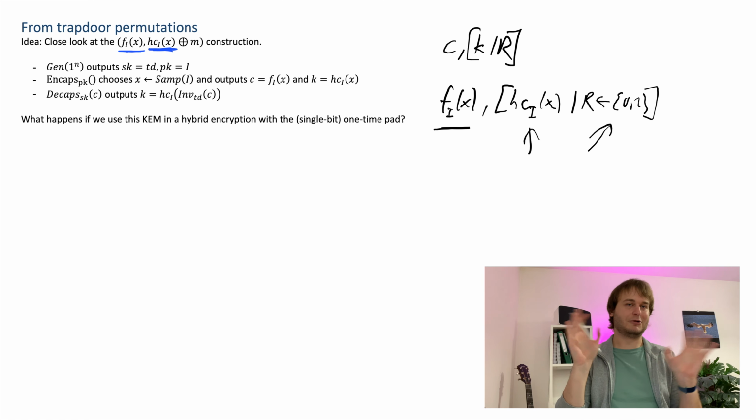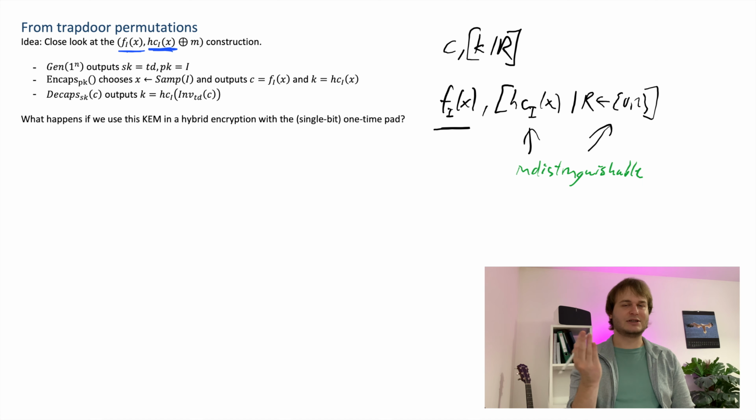So just a quick question for you. What happens if we use this KEM in a hybrid encryption scheme? And let's say as the symmetric encryption scheme, we just use the one-time pad.